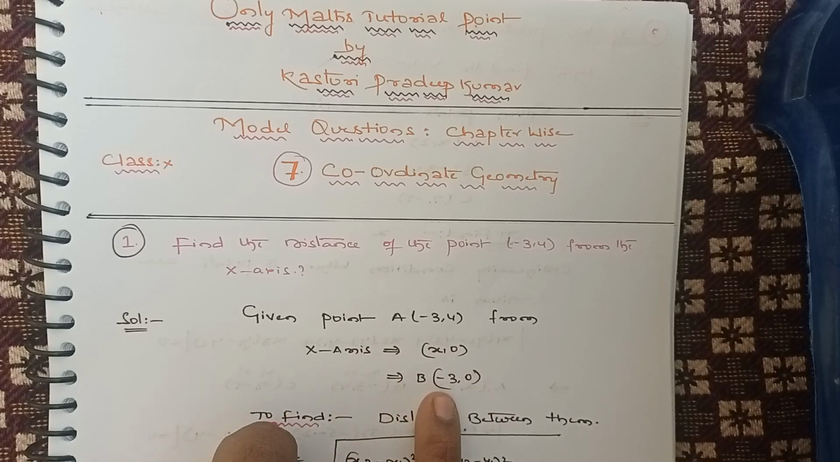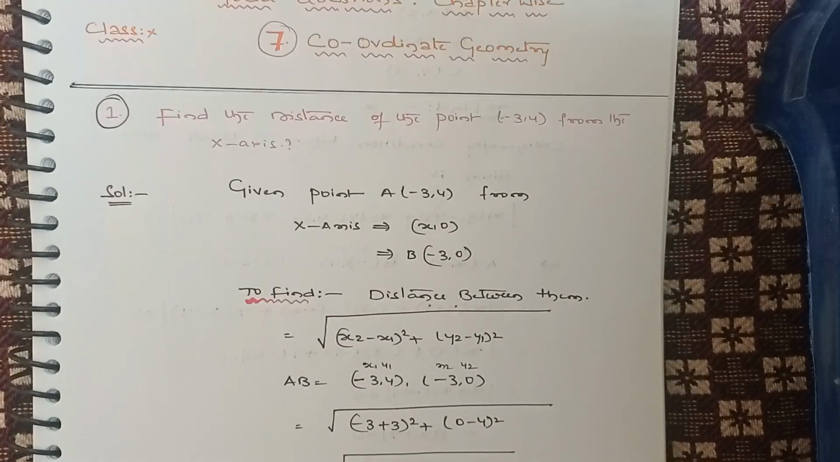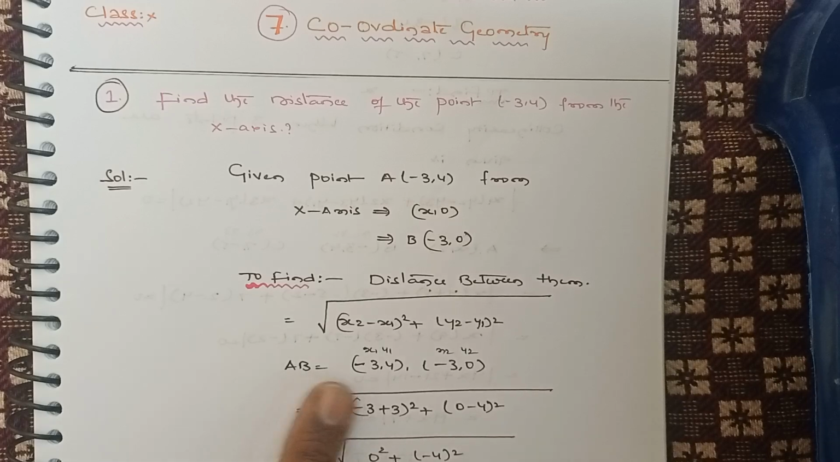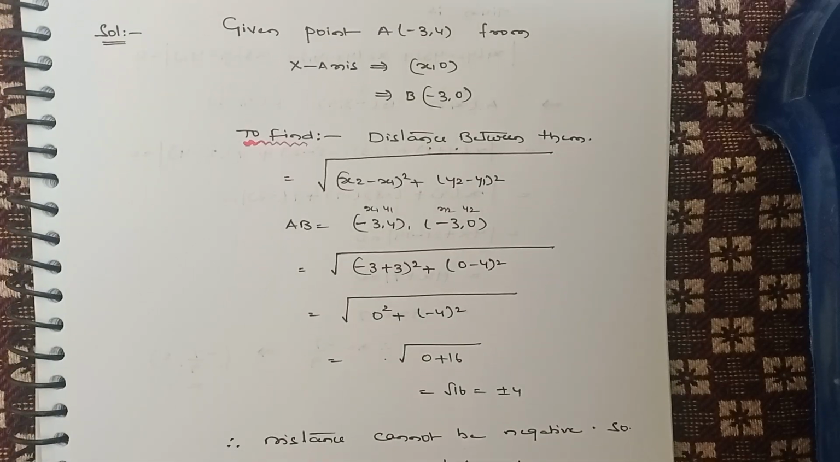Okay. Now take it as B coordinate. Now using a distance formula, that is x2 minus x1 whole square plus y2 minus y1 whole square. So take down these coordinates, A, that is minus 3 comma 4, and B minus 3 comma 0, and simplify. So what we get, guys? We get root 16, that is plus or minus 4.